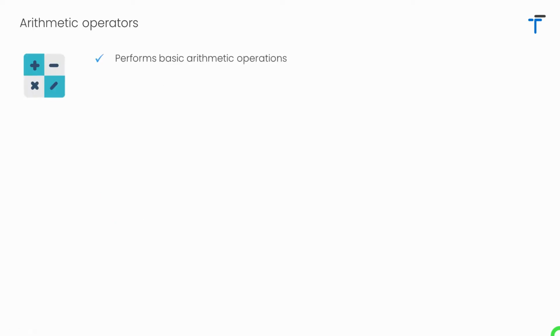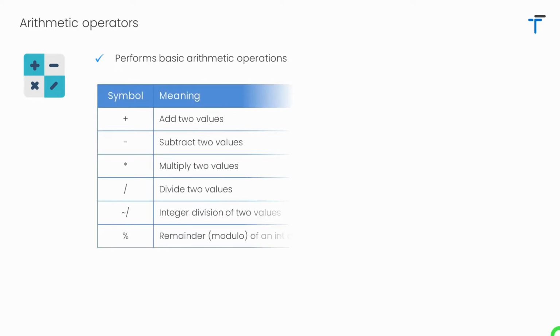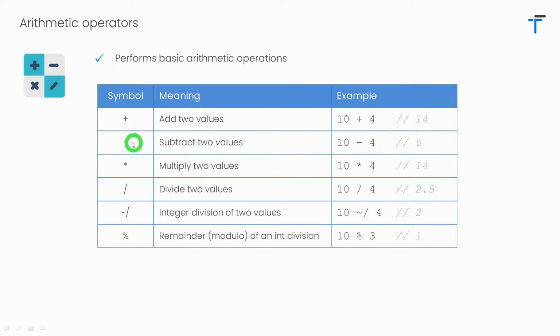Arithmetic operators are the operators that perform basic arithmetic operations. These are addition, subtraction, multiplication, and division. In Dart, when you use division, it always results in a double value. But if you want integer division, then you have to use the tilde sign along with the division operator. And as usual, the modulus operator gives you the remainder after division.